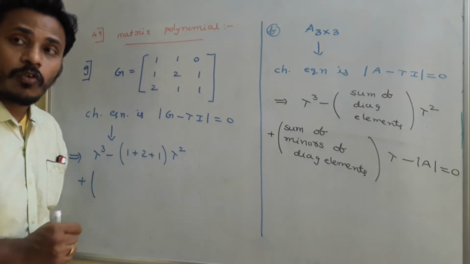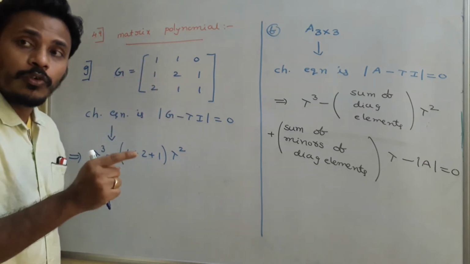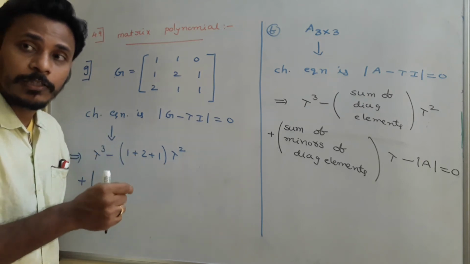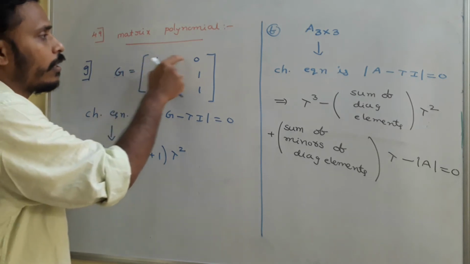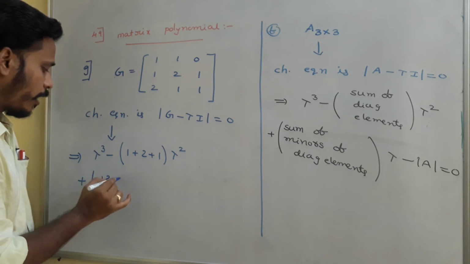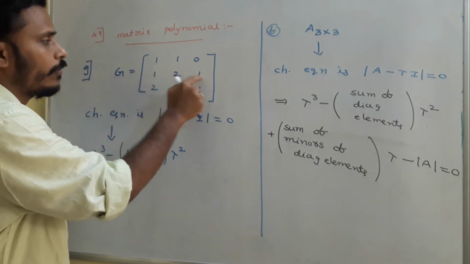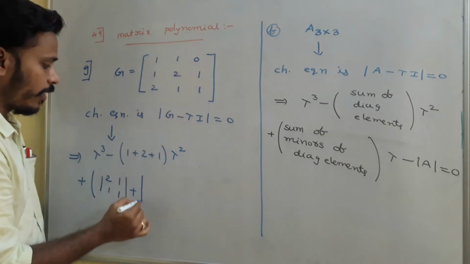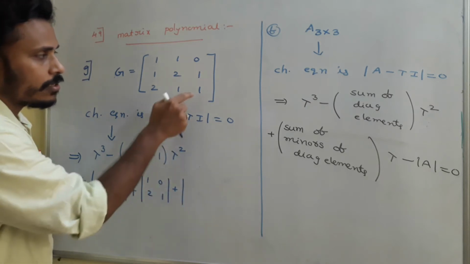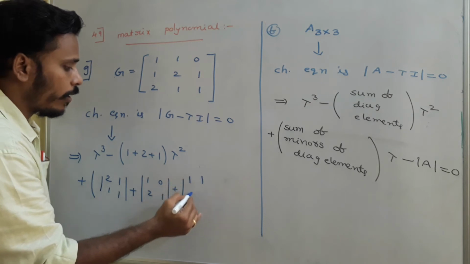The sum of the minors of the diagonal elements means, for every diagonal element, you need to take the minor. The minor is the determinant obtained by leaving the corresponding row and column. For the first one, leave this row and this column, and these four elements form the minor: determinant of 2, 1, 1. Plus, for the second element 2, leave this row and column, and the remaining elements are 1, 0, 2, 1. Plus, for the last diagonal element, leave this row and column: 1, 1, 1, 2.